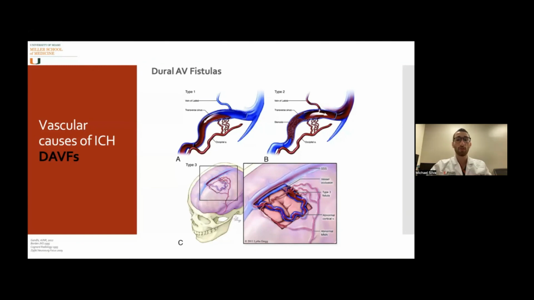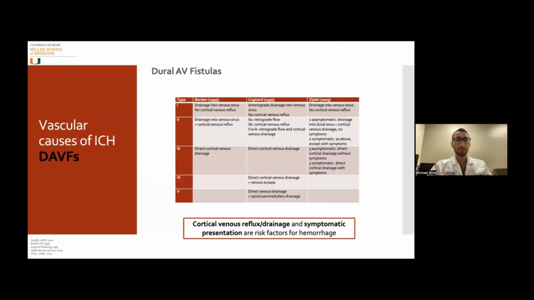And this becomes dangerous when that reflux goes into cortical veins, because once that reflux is in cortical veins, this high flow arterial pressure into fragile veins of the cortex can cause hemorrhage, and that's when these lesions become problematic.